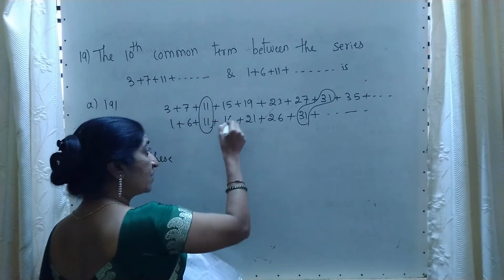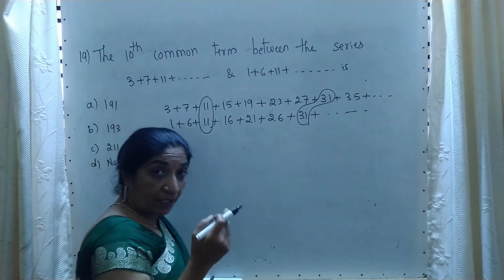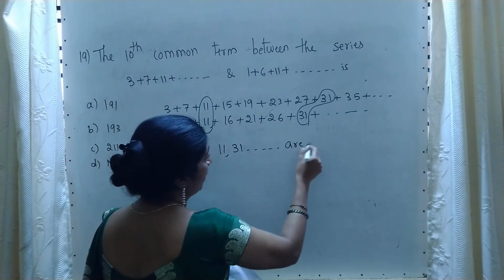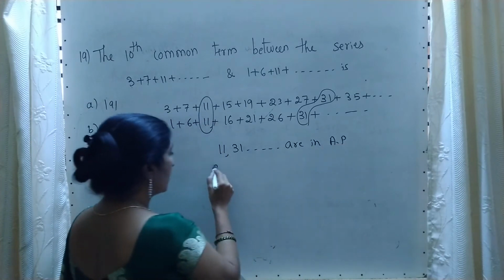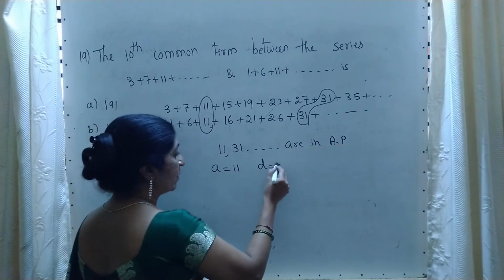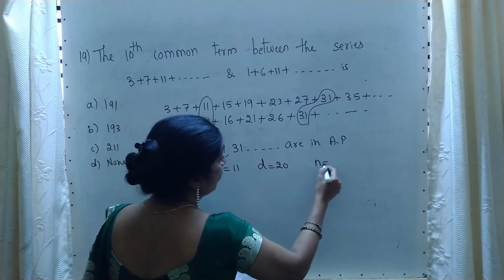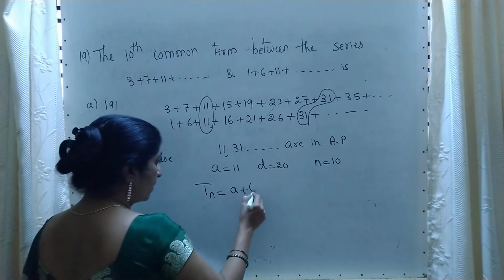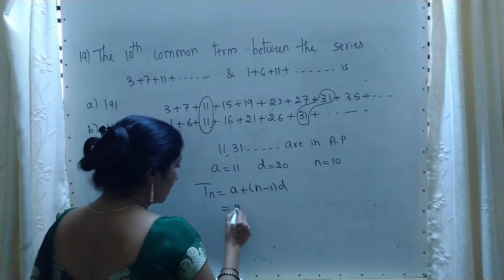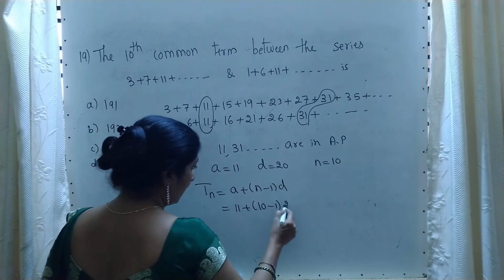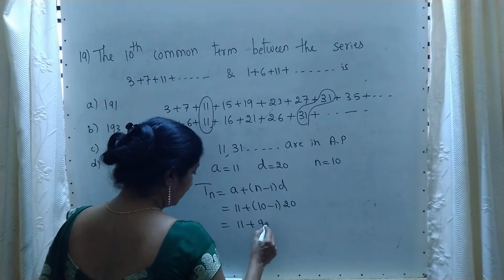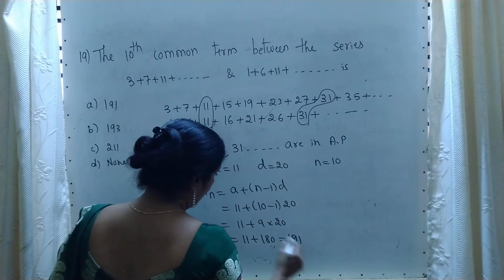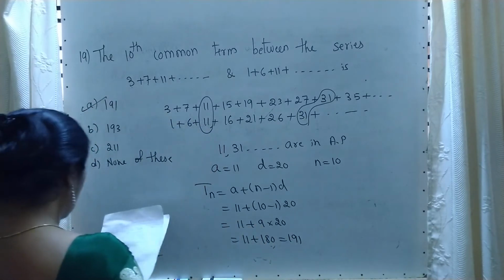Since these two are in AP, their common terms are also in AP. 11, 31, dash dash, they are also in AP. Now what you are observing: the first term A is 11, the common difference is 20, and we want up to the 10th term. So n is 10. Tn formula is A plus n minus 1 into D. Just substitute those values. 11 plus 180, that is 191. Like this we are calculating. The answer is A, 191.